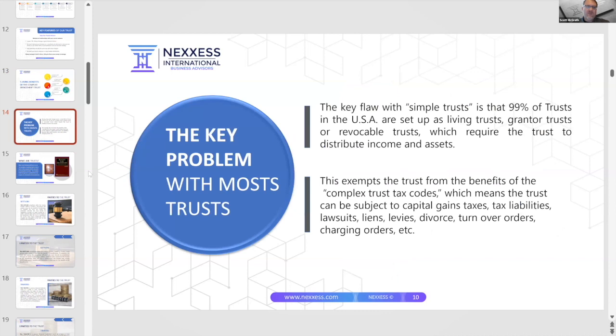So what is the key problem with most trusts? Many people who come to visit us already have a trust. They have a simple trust, a living trust, a revocable trust, whatever. We have to explain to them that a trust uses a different tax code.